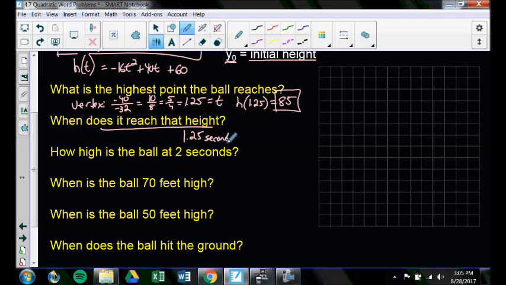Then we're asked the question, how high is the ball at 2 seconds? Well, now that's a time. They told me a time. I know the time, so I plug a time in for t. I'm doing h of 2. So it's negative 16 times 2 squared plus 40 times 2 plus 60. So it's negative 64 plus 80, which is 16, plus 60, which is 76. It gets to a height of 76 feet at 2 seconds. In 2 seconds, it's 76 feet high.